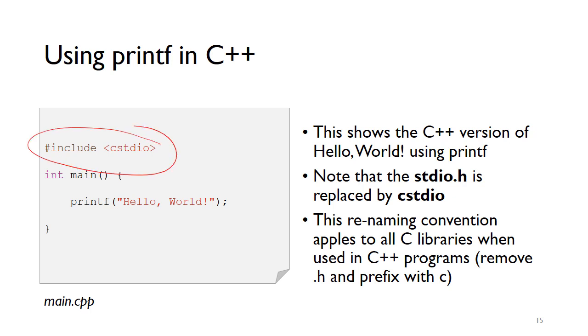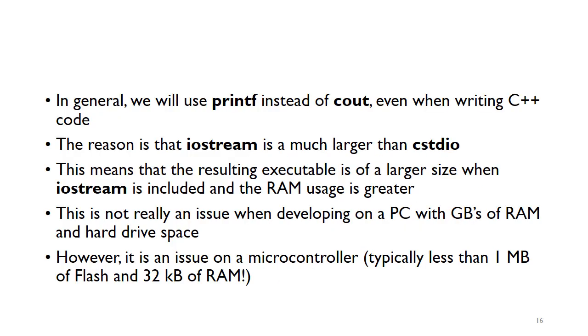Here we can just include cstdio, and then we can use printf in our C++ source code. In general in this course we are going to be using printf instead of cout, even when we're using C++ code. There is a very good reason for this, and it's basically because iostream is much larger than cstdio. The resultant executable is of a larger size when we use iostream, and RAM usage is also greater. If you do #include iostream in your source file, it'll pull in all the contents of iostream, and if you do #include cstdio, it'll pull in all the contents of cstdio. Because iostream is much bigger, it bloats the size of our file. And when it comes to running, it takes more memory to run cout than it does printf.